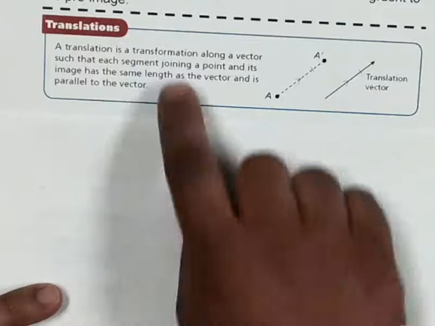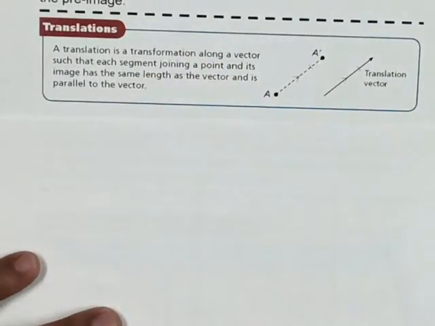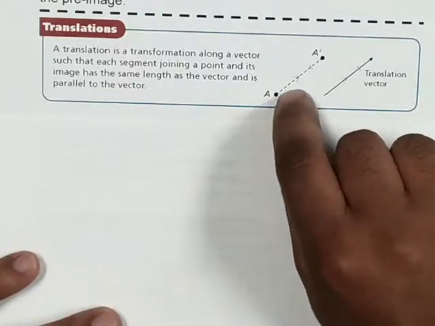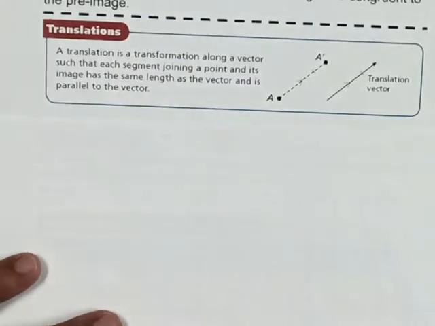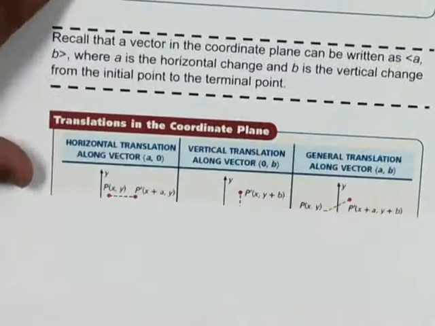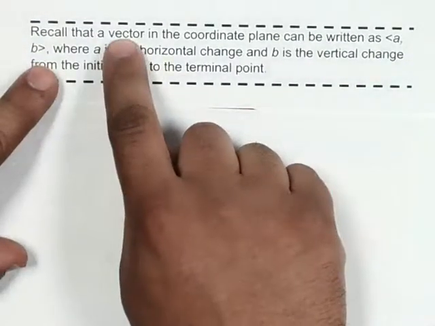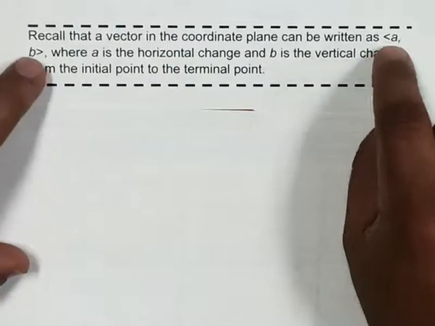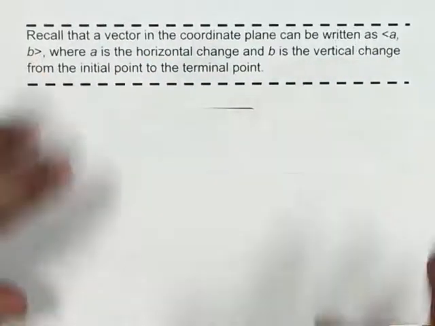Right, and so a translation is a transformation along a vector such that each segment joining a point and its image has the same length as the vector and is parallel to the vector. So really what I'm doing is I'm taking A and I'm just sliding it up to A prime. Okay, so also some notation real quick. When we talk about this vector, we use the greater than, less than symbols, and the A and the B just represent the horizontal change and the vertical change respectively.